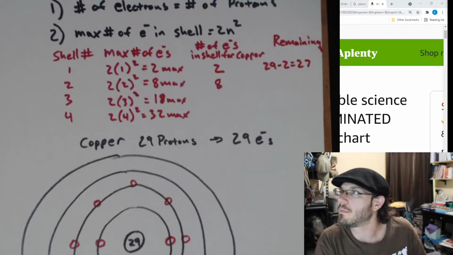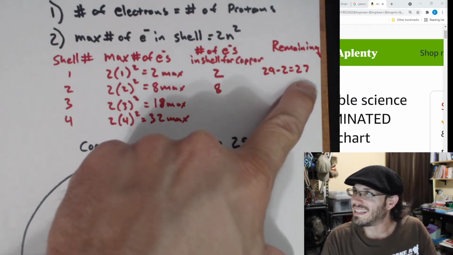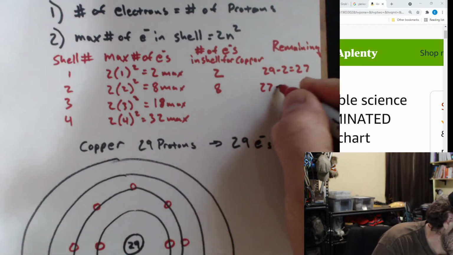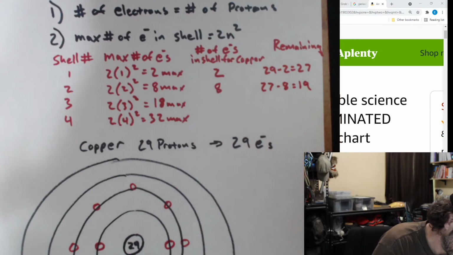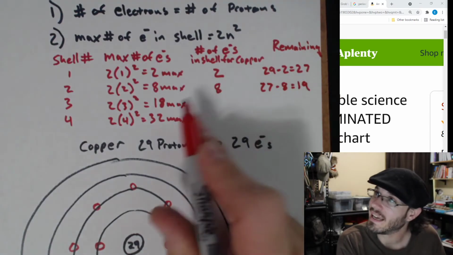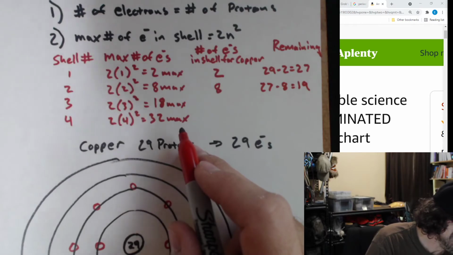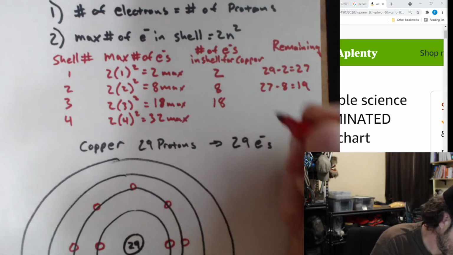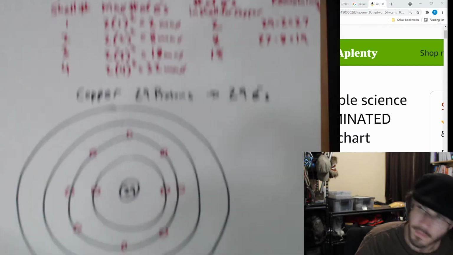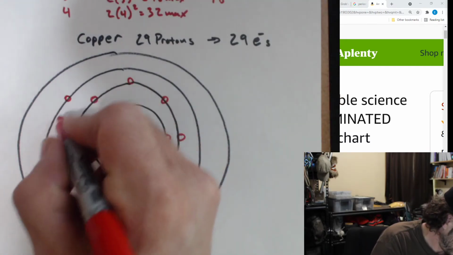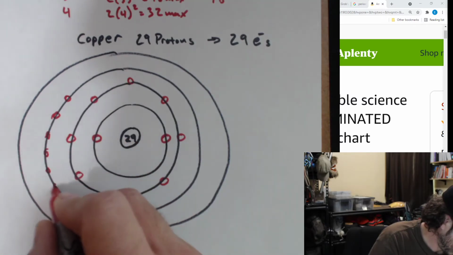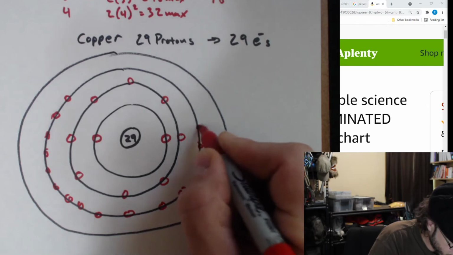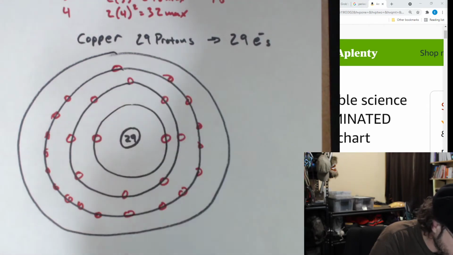All right, let's keep going. 27 minus 8 gives us 19 remaining electrons. We have 19 to stuff into shells 3 and 4. However, shell 3 can only hold 18. 1, 2, 3, 4, 5, 6, 7, 8, 9, 10, 11, 12, 13, 14, 15, 16, 17, 18.